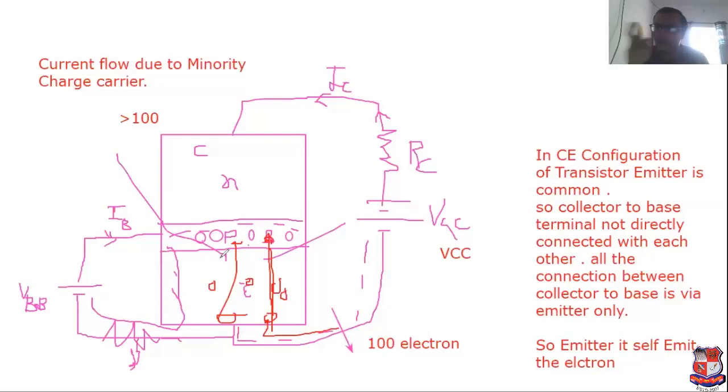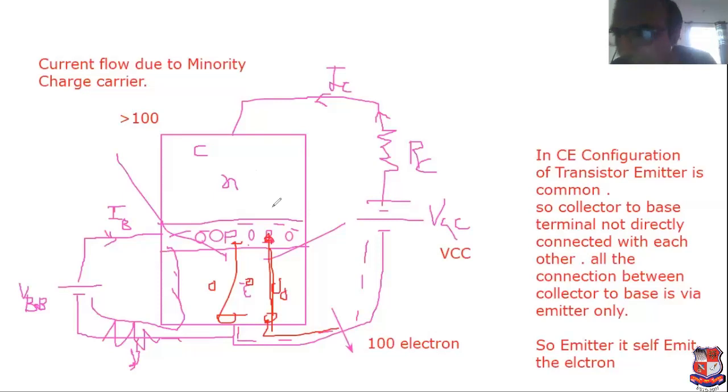Remember that point: in the entire circuit of a transistor, in any type of configuration, emitter current is always the largest. Collector current is always large compared to base current, but it is always less compared to emitter current. So it is known as the common emitter configuration of a transistor. All the electrons travel via the emitter only. Collector and base junctions cannot be directly connected with each other. So this is the correct explanation regarding the common emitter configuration.